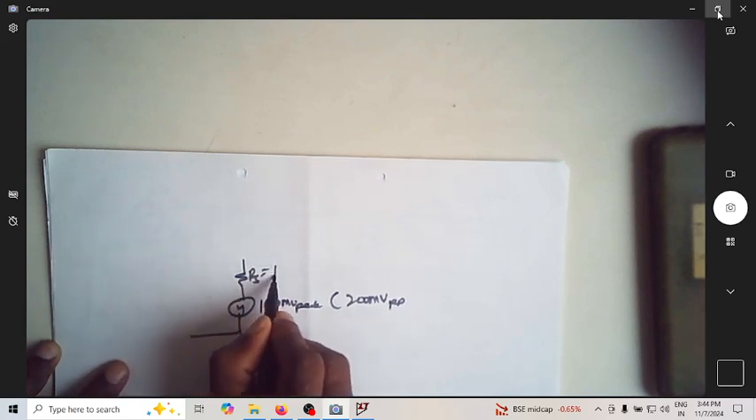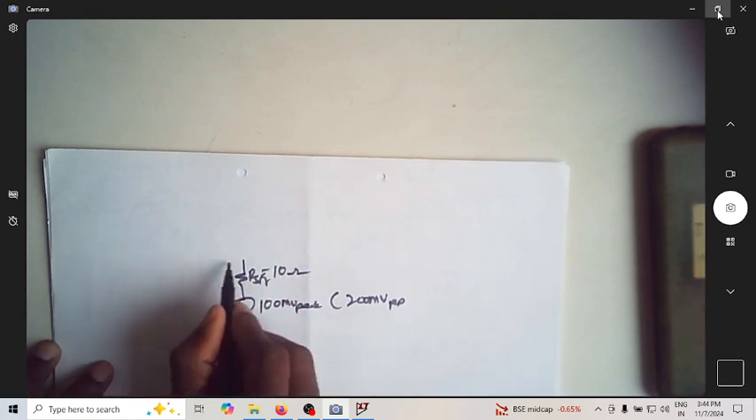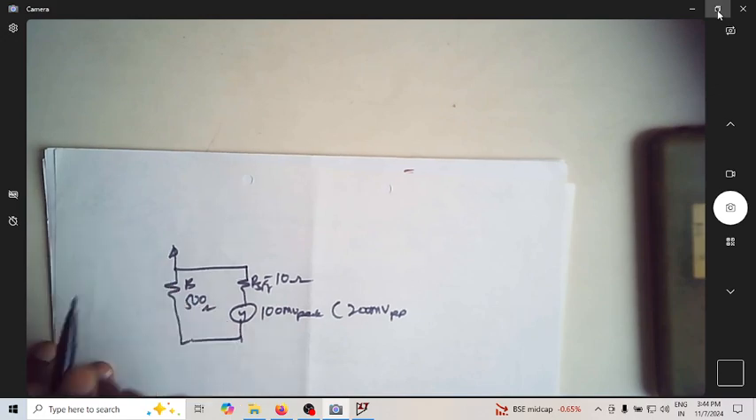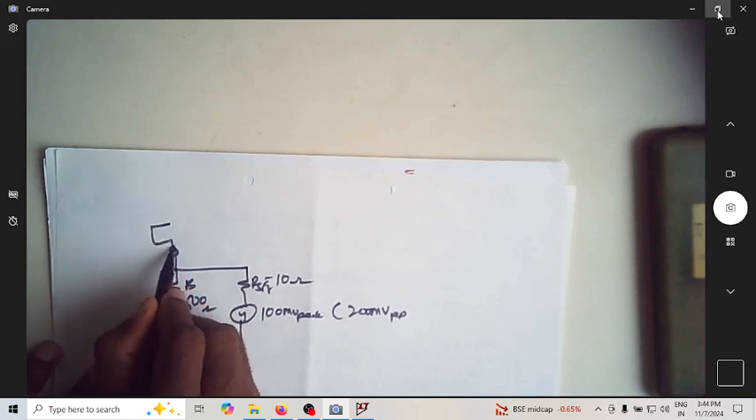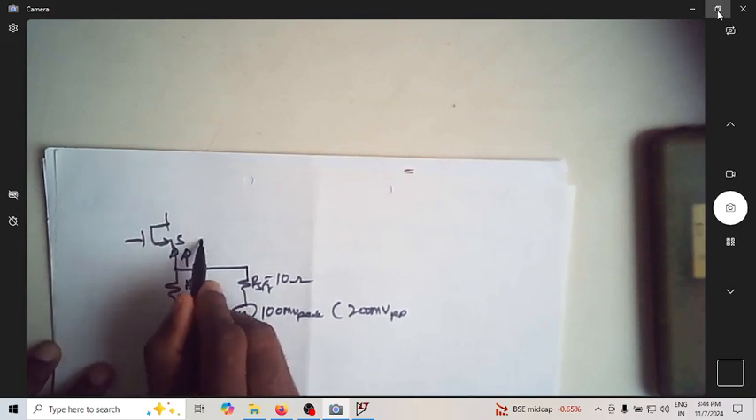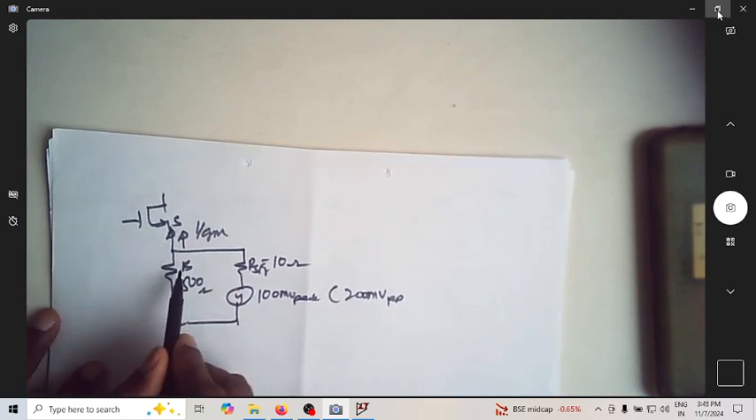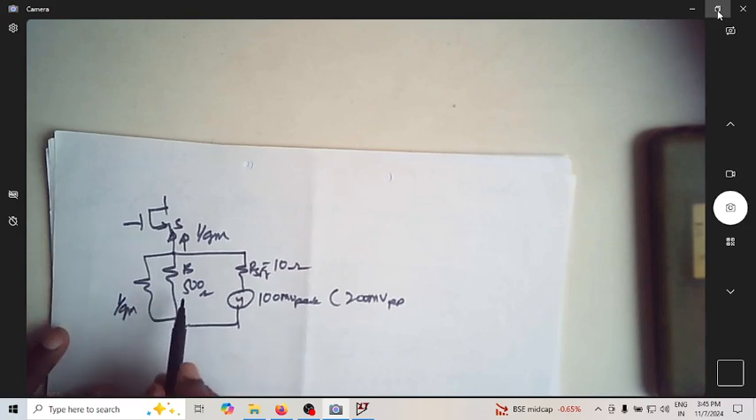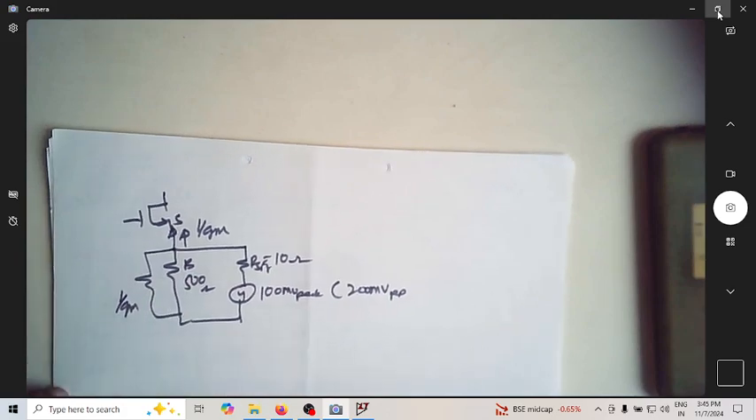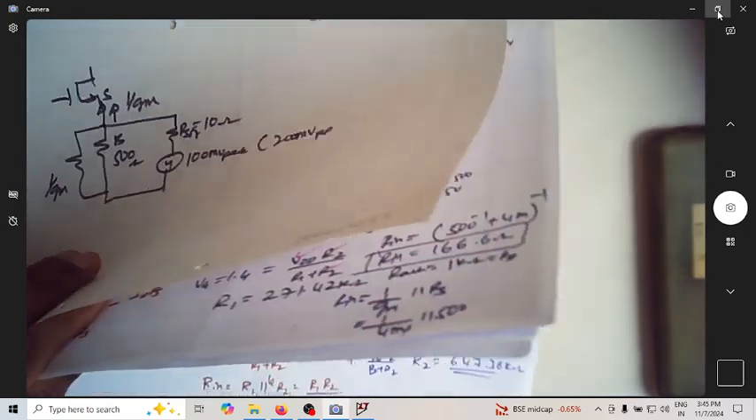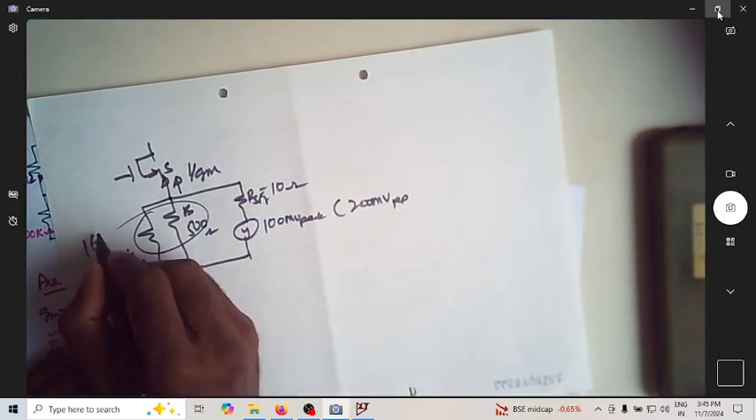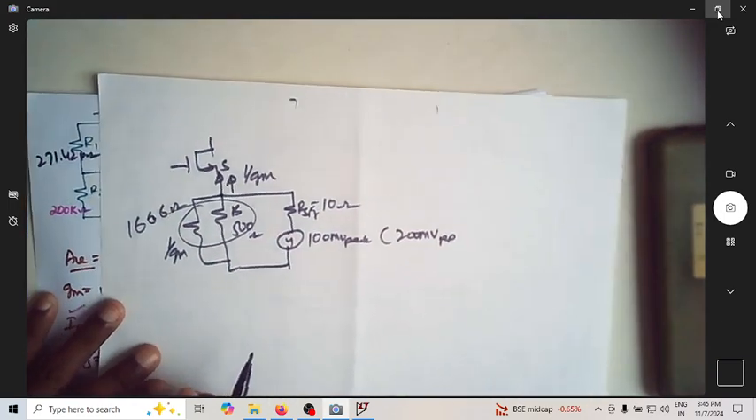It is now having an RS, or an R signal, of 10 ohm, and it is connected to a 500 ohm RS, and this is your transistor whose source is connected. We know that when a source is connected, the resistance is 1 over gm. So don't you have a resistance of 1 over gm in parallel with RS across this? So we know that 1 over gm in parallel with 500, in the previous calculation, because we found that RS was actually 166. So this entire thing is 166.6 ohm.